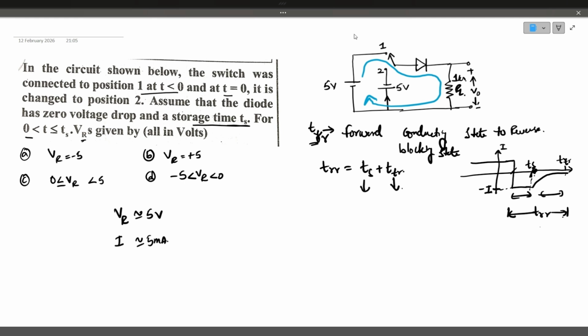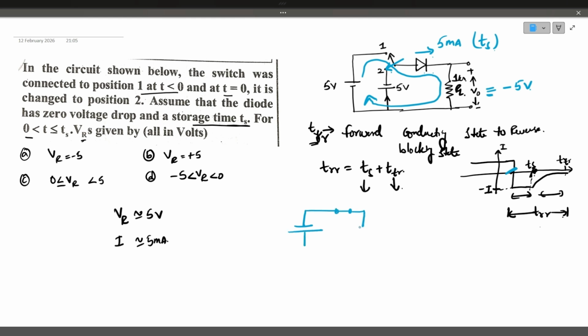When it is switched to position 2, the diode becomes reverse biased immediately, but the current through the diode cannot change to 0 immediately. So the same 5 milliamps will flow for the Ts time period, that is the storage time. During this time, the output voltage will be equal to minus 5 volts. Why minus 5 volts? Because when the transition happens, the diode acts like a closed switch.